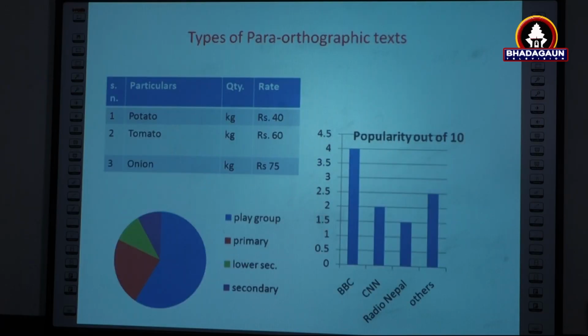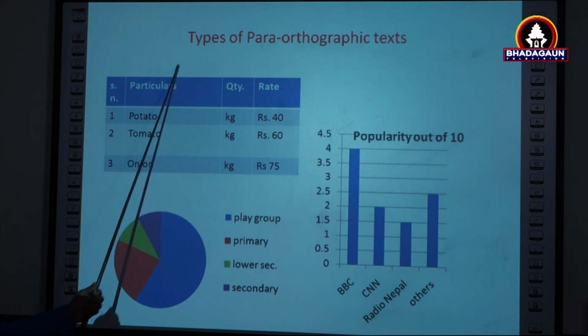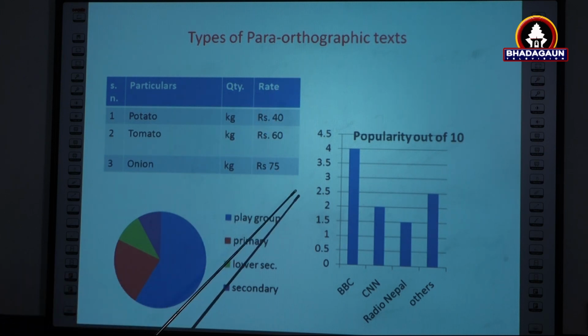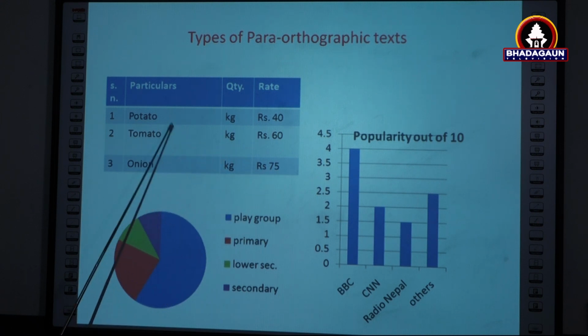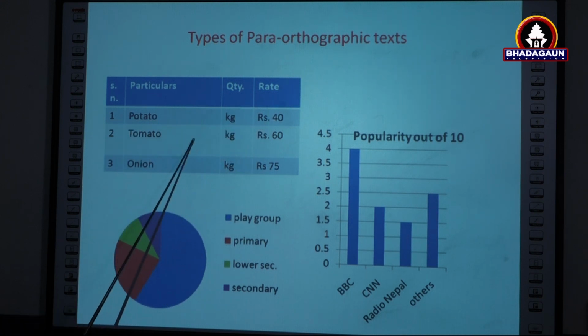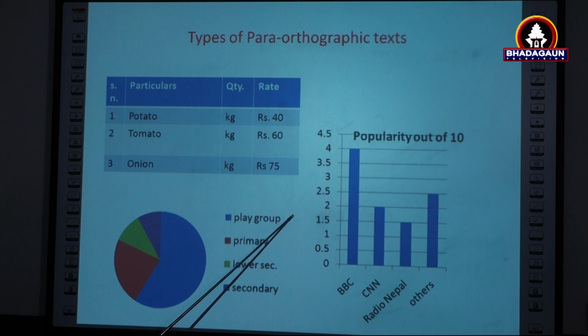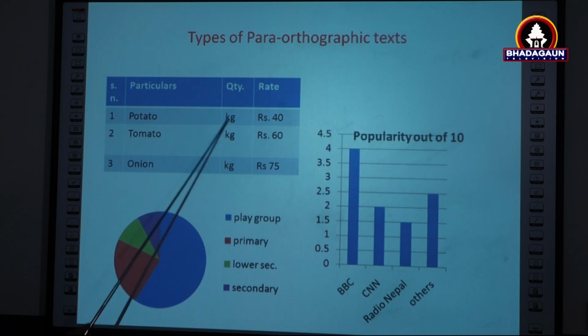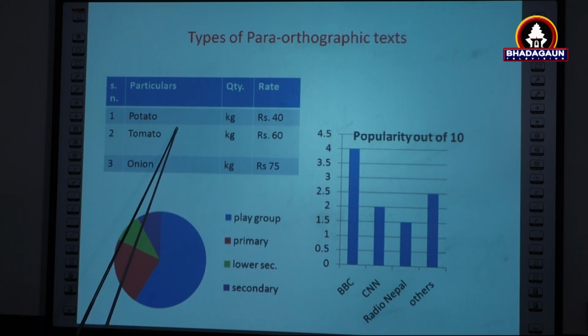Here are some examples of para-orthographic text. As we have already mentioned, these are types of para-orthographic text. Not only these three, there are various other texts we can find. Basically I have just given examples. This is a table, right? Particular quantity, rate. This is a bar diagram, and this is a pie chart, flow chart, graph chart, etc., which may be other examples of para-orthographic text.